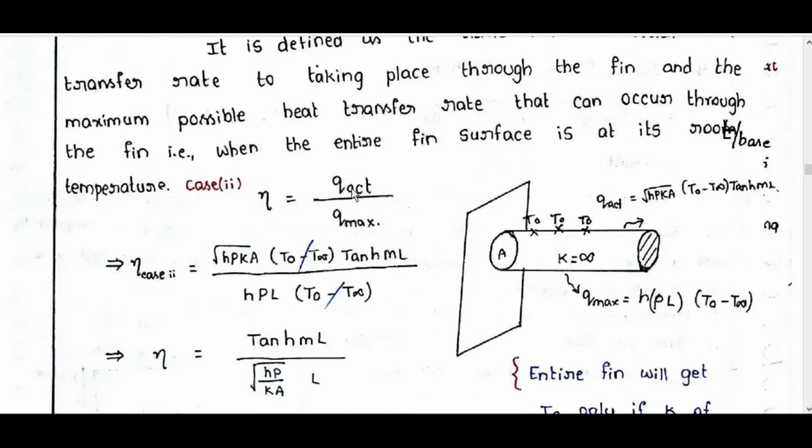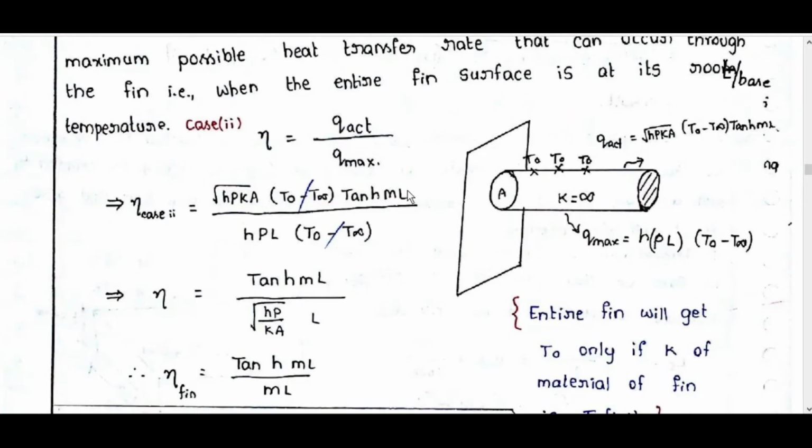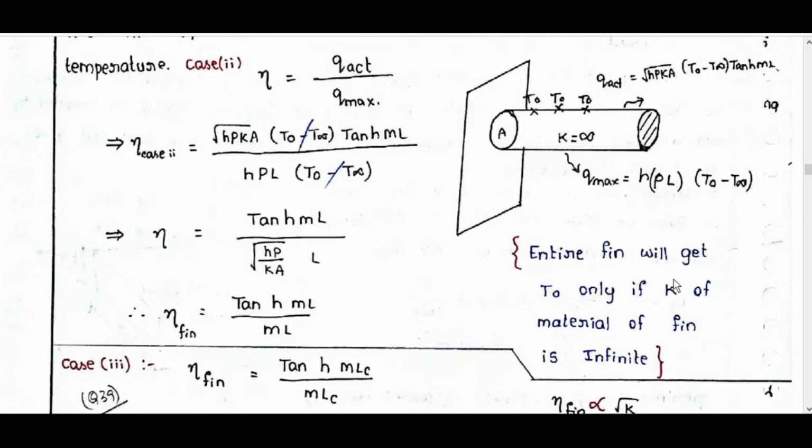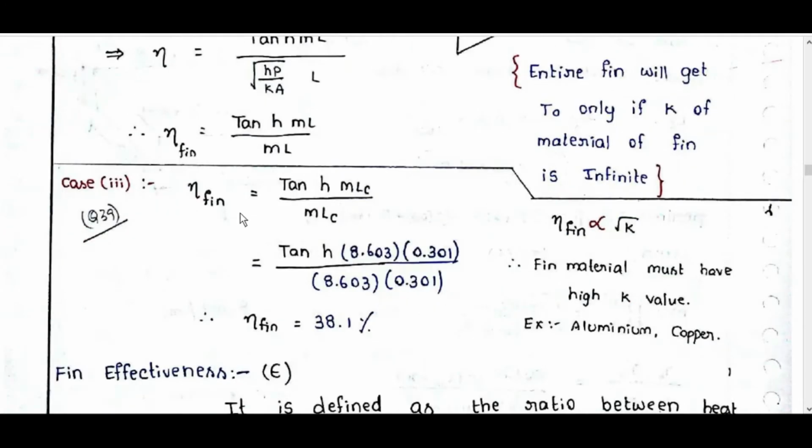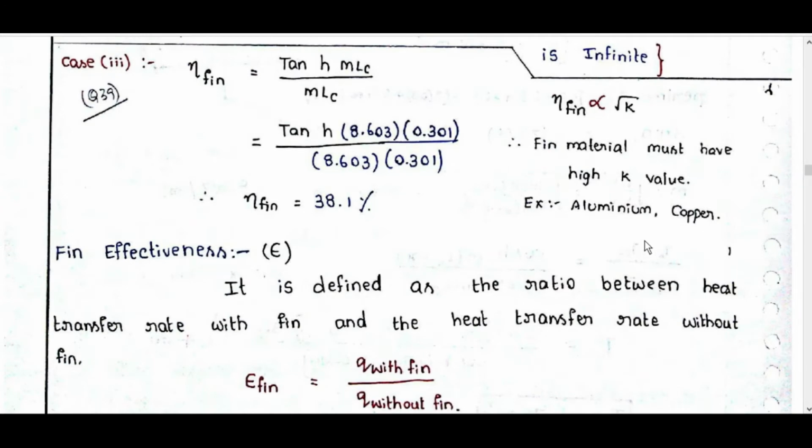Just remember that eta fin is equal to Q actual by Q max. So Q max is when the whole fin is at base temperature. The entire fin will get to base temperature only if k of the fin material is infinity. Eta fin for case 3 is equal to tanh mLc by mLc. Eta fin is directly proportional to root k. Fin material must have a high value of k. Example: aluminum, copper.